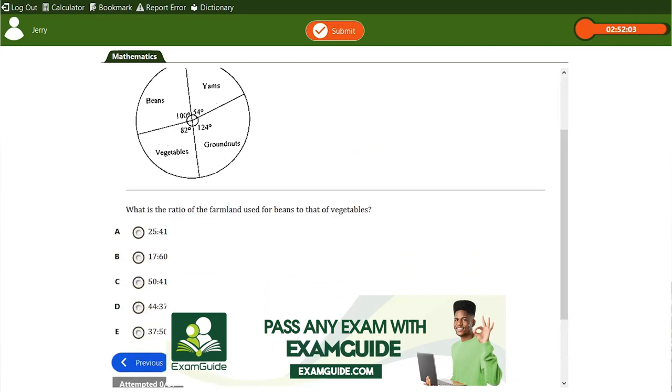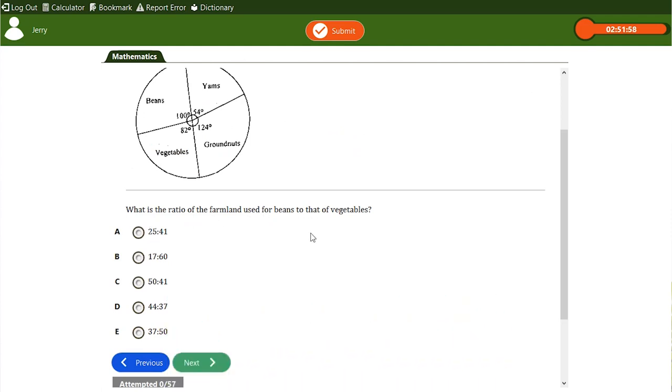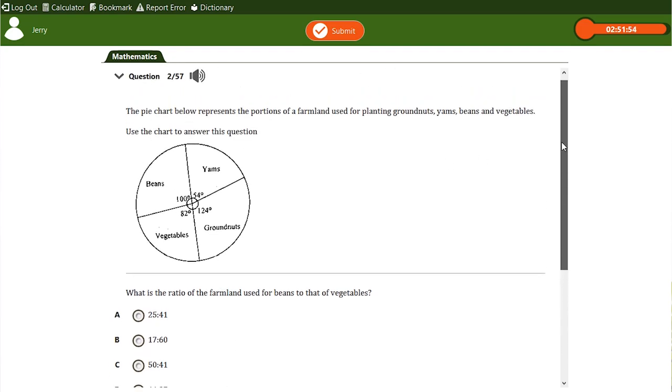Let's look at some other questions. What is the ratio of the farmland used for beans to that of vegetables? One beautiful thing about data presented in pie charts like this is that we can use it to ask questions and do some planning. When we did part one of this class, we talked about the usefulness of statistics. Now we have statistical data presented in a pie chart, and we want to know the ratio of beans planted to vegetables planted. If we get that ratio, it will help us know whether we are going to plant more beans or more vegetables. Are our vegetables doing well? We have invested so much money in planting. So it gives us a picture of what decision we are supposed to take.